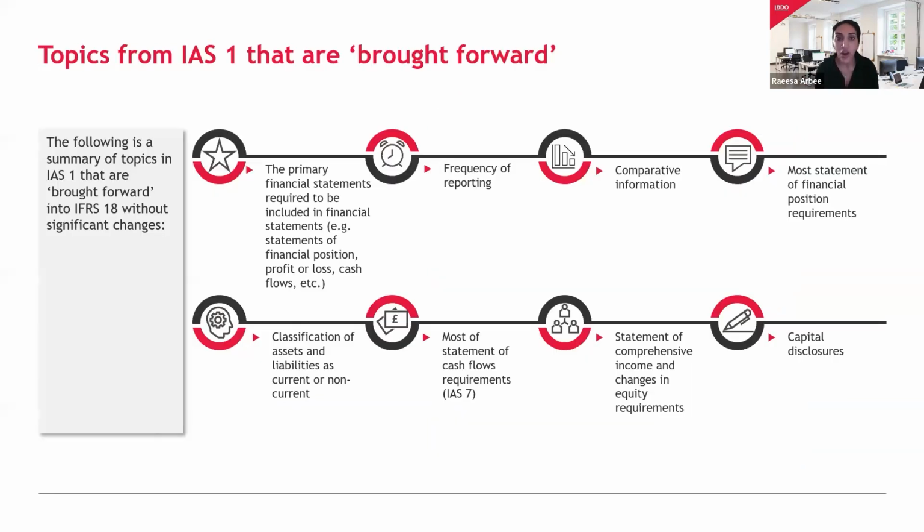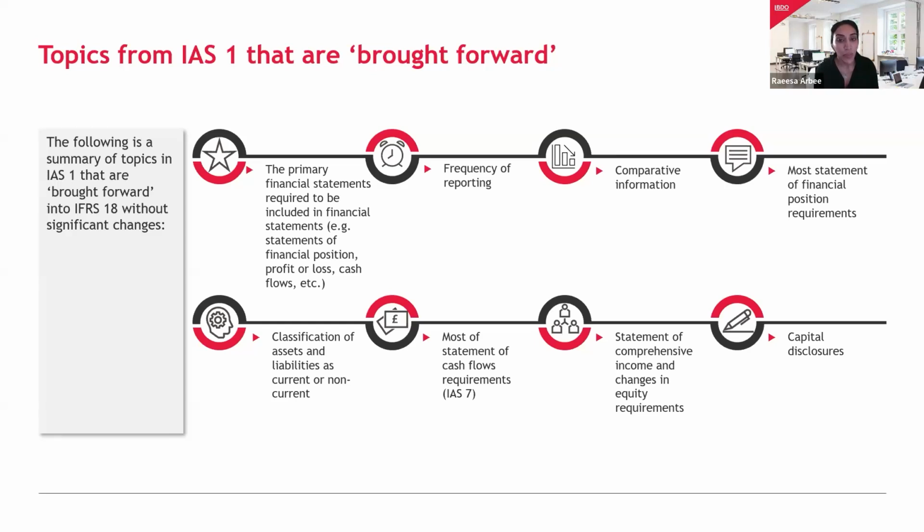So starting off with some of the topics that were really brought forward without a significant change from IAS 1. Starting at the top, the definition of what a complete set of financial statements hasn't changed. So we've still got our statement of financial position, statement of profit or loss, statement of cash flows, statement of changes in equity. So there's no additional or name changes to our primary statements.